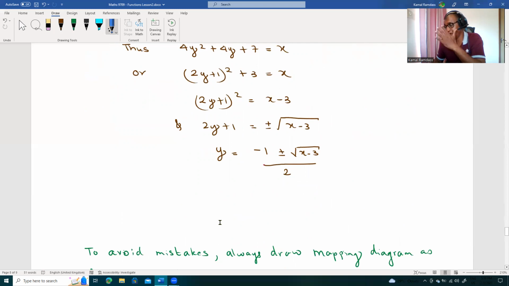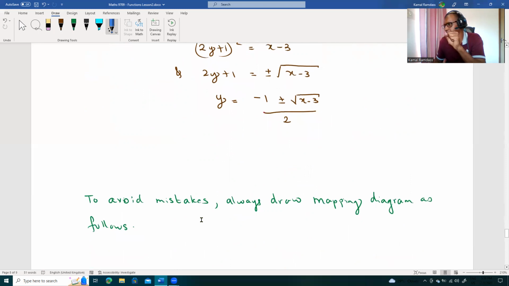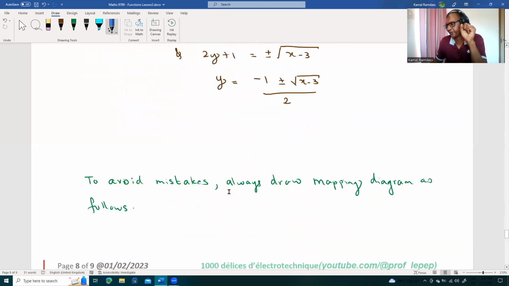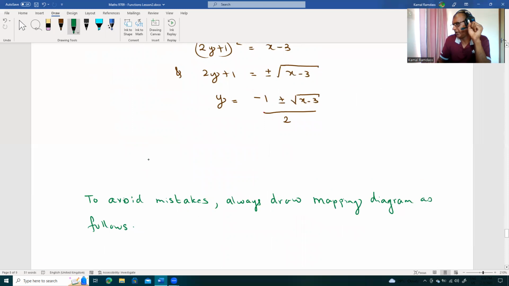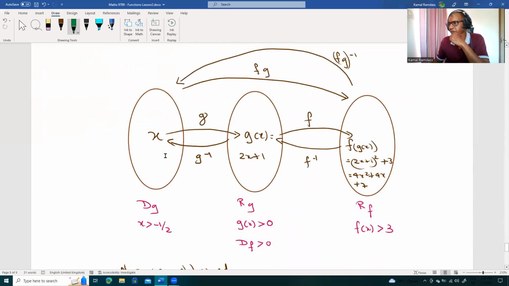And maybe we can easily make errors. And to avoid mistakes, we always draw mapping diagrams. Mapping diagrams as follows. OK? And here we have x. Under g, x goes to 2x plus 1. And under f, g of x goes to f of g x, which is 4x squared plus 4x plus 7. This is f of g. This is f of g inverse.